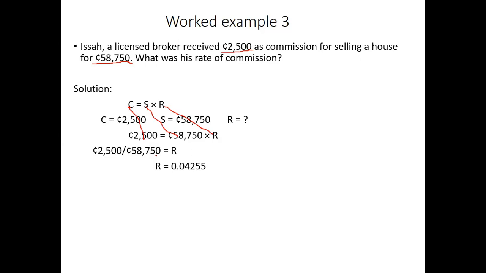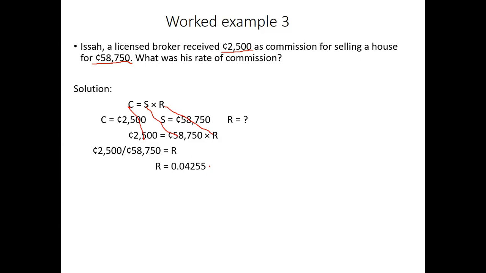Okay, so 2,500 divided by 58,750. So you get this. Please, if you are solving mathematics, you have to be very careful. Not only mathematics, every course you have to be very careful so that you don't make mistakes. Are you with me? So you get 0.04255. Okay, so this 0.04255 you have to multiply it by 100%.